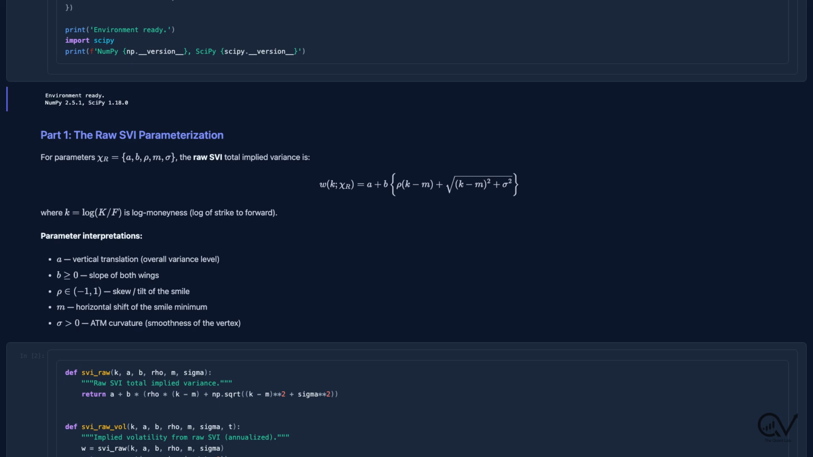The parameter m shifts the vertex of the parabola left or right. And sigma controls how cupped the vertex is. Larger sigma gives a rounder, flatter ATM region. Let us implement this and explore how each parameter affects the shape.